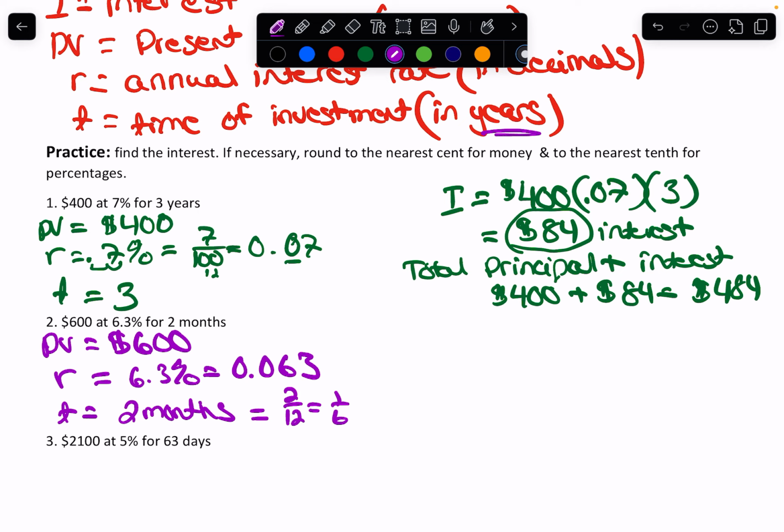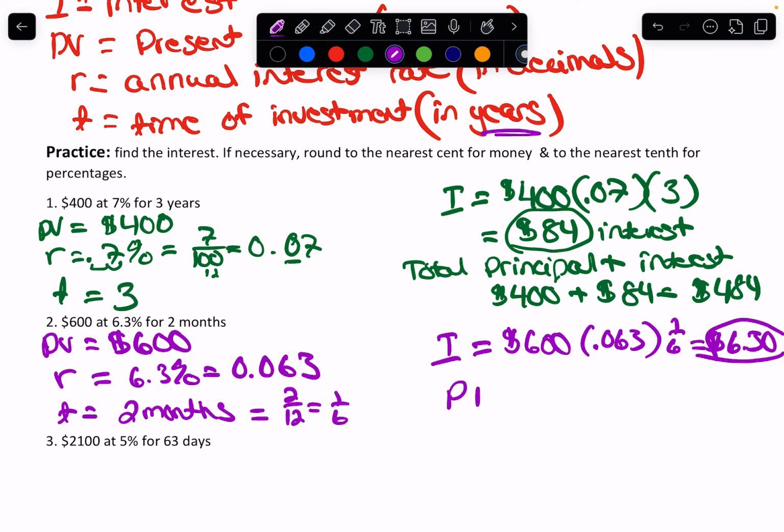Now we're going to go ahead and plug it in. So $600 times 0.063 times 1/6, and this equals $6.30. And again, if we want to calculate the principal plus the interest, so $600 plus $6.30, and we get $606.30.